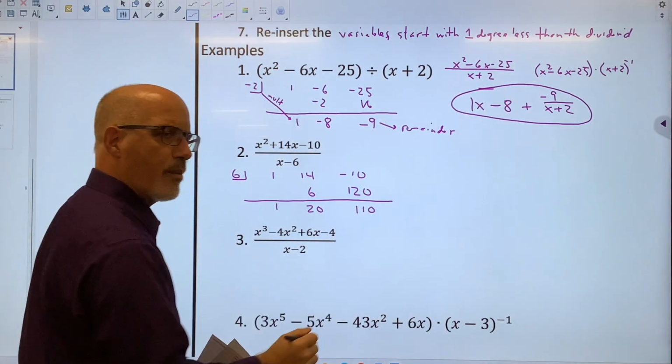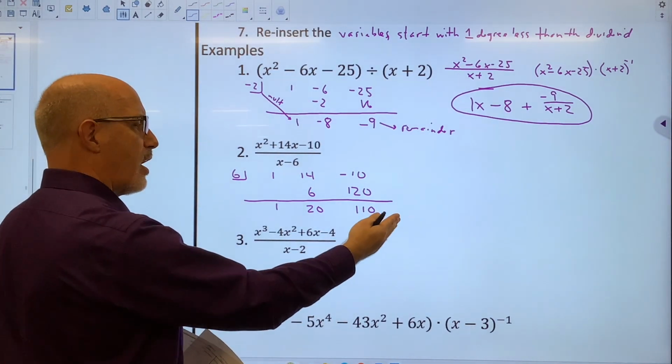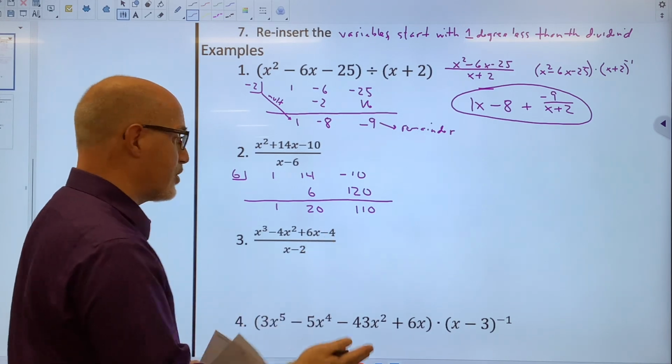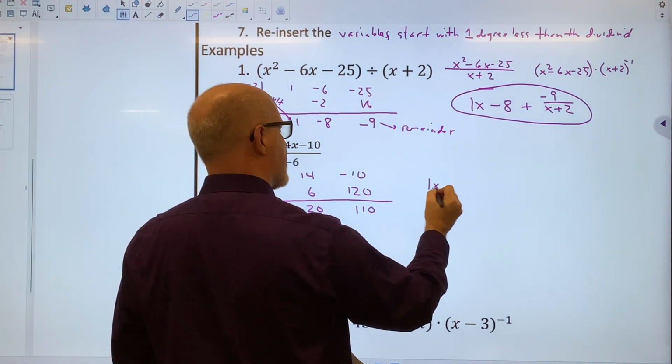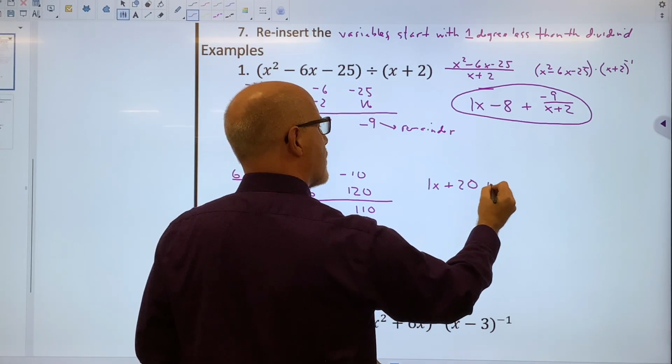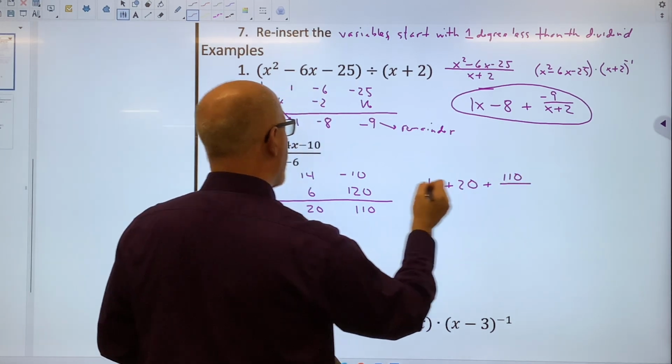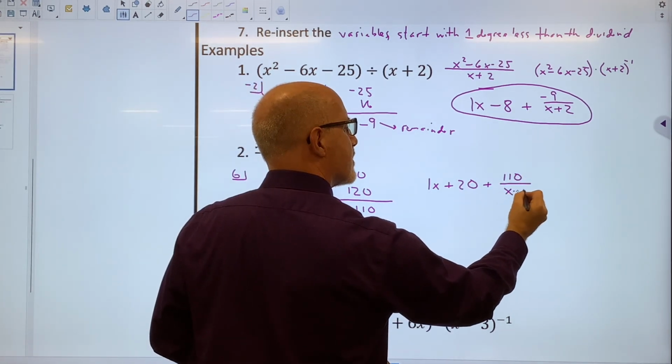The last number is your remainder. Start your final answer for the quotient with 1 degree less than that x squared. So it's going to be 1x plus 20 plus the 110 over our divisor, x minus 6.